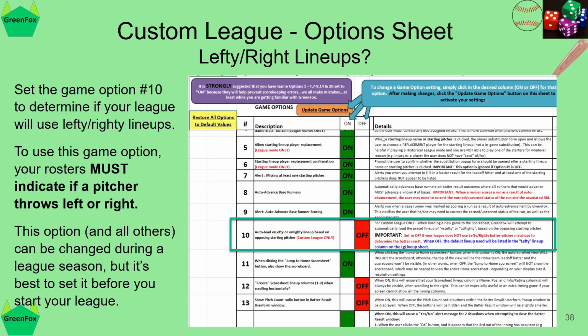There are some special custom league options on the game options sheet. The most important one is whether you're going to use lefty righty lineups. This is option 10 here. It's important that you turn this on or off depending on how you're going to do your league, because if you use this option, you'll need to make sure that for each of your teams you create a default lineup versus lefties and a default lineup versus righties.